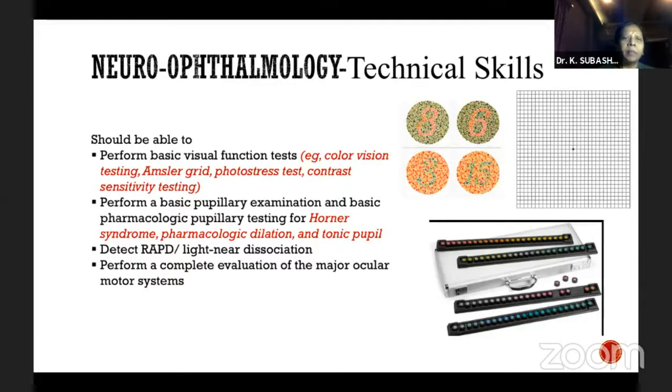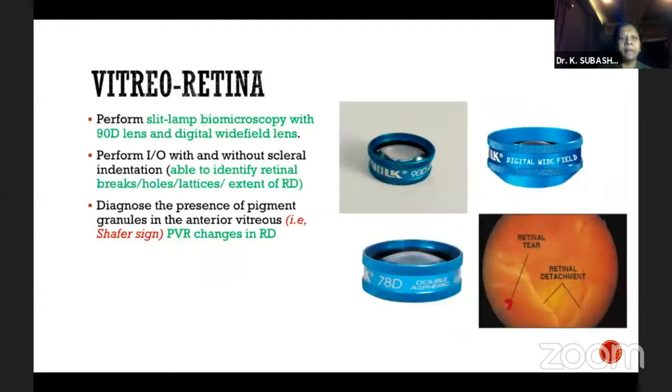Moving on to neuro-ophthalmology, the technical skills which the trainee should be able to know and perform are the basic visual function tests such as color vision testing, Amsler's grid, photostress test, contrast sensitivity test. They should be able to perform a basic pupillary examination and basic pharmacologic pupillary testing for Horner syndrome, pharmacologic dilation, and tonic pupil. They should be able to detect RAPD and light-near dissociation and perform a complete evaluation of the major oculomotor systems such as the third, fourth, and sixth nerve, and also the other cranial nerves.